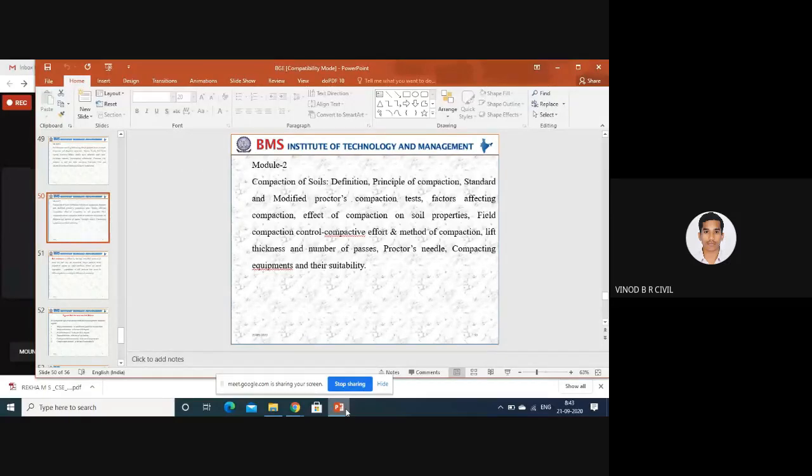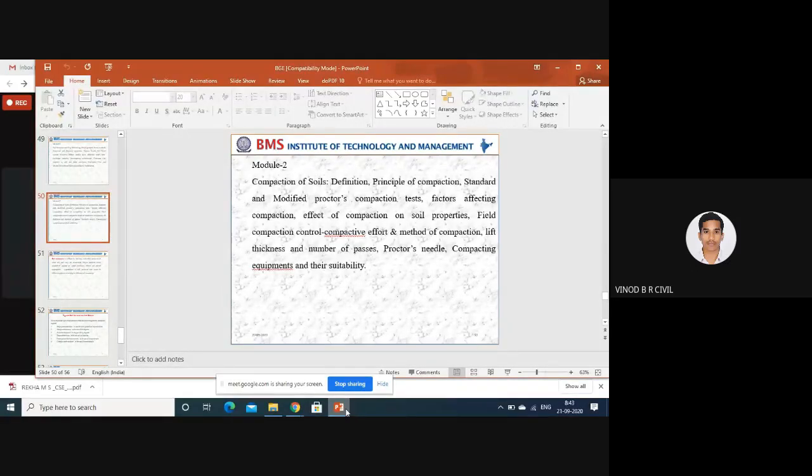We have to calculate the percentage of voids. It's nothing but a density. Once you go for compaction, once you want to remove the voids, there is only one process, we call it compaction. The main objective of compaction is to remove the voids, whether they are water voids or air voids.